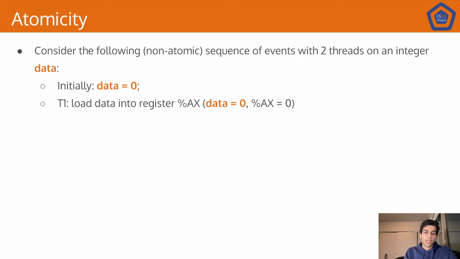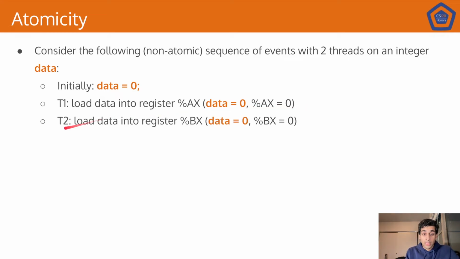So in thread 1, we're going to load data into some register. This is an x86 register. Don't worry too much about what it is. So we load data into this register. Data is 0, or register is 0. Then we load data into a register on thread 2. Same thing, different register, load data equals 0.